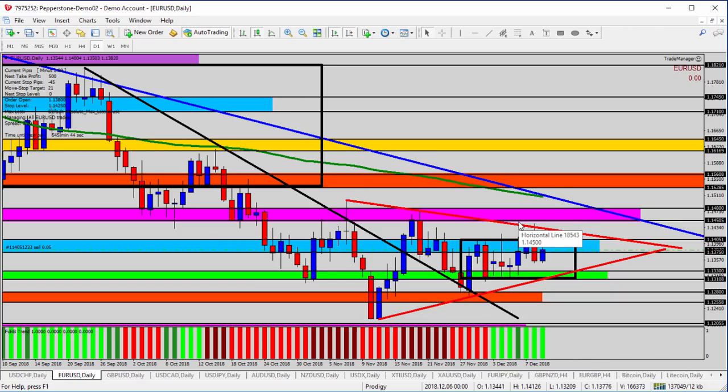We see somewhat of a triangle pattern developing, and even tighter than that, we look at this black box, the green zone at the bottom, 113.30, 113.10, and the blue zone at the top, 114.05 down to 113.75, holding as resistance. So we've been bouncing around.